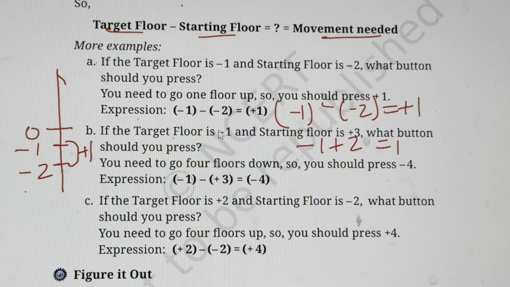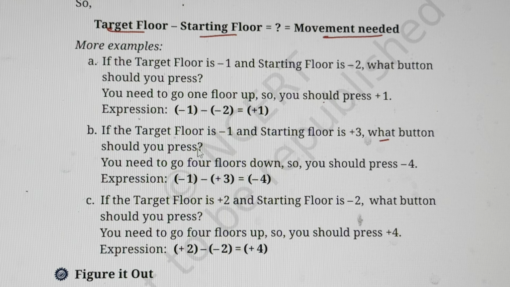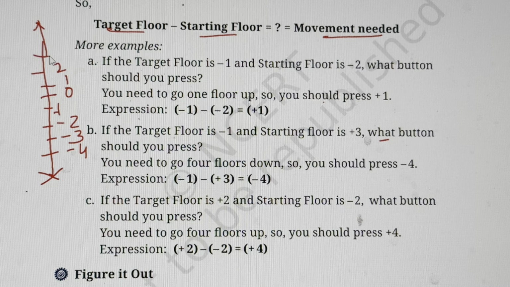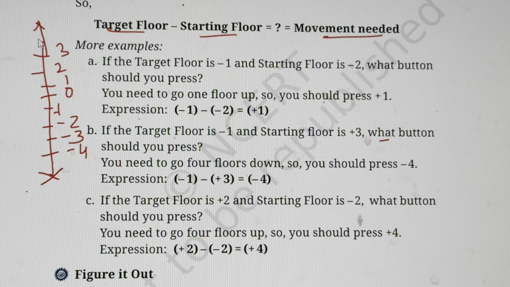Why do we get a positive answer? Okay. So if the target floor is minus 1 now, second example we are going through. Let me draw a vertical number line. So 0, minus 1, minus 2, minus 3, minus 4. And here it is 1, 2, 3, 4. Okay. So if you see the second example, target floor is minus 1.